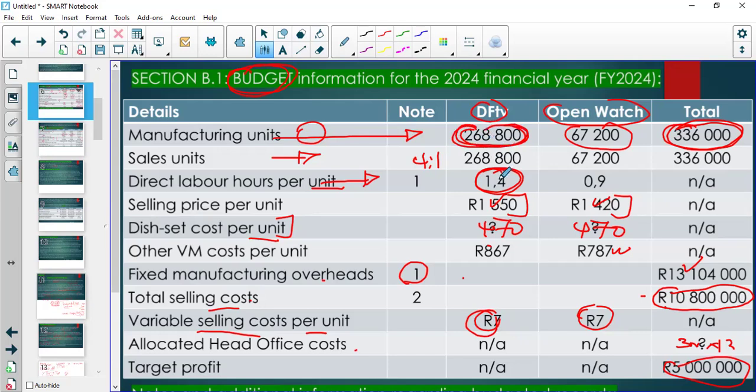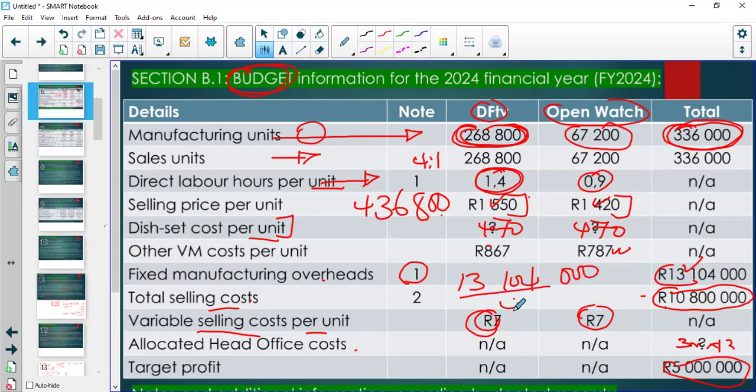So the number of hours budgeted, plus 67,200 multiplied by 0.9 per unit. What I get here, I don't know if it is correct, is 436,800 or whatever you get. Then the fixed manufacturing overheads is 13,104,000.